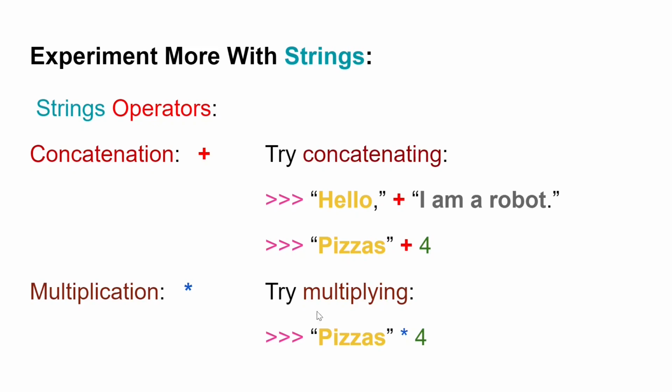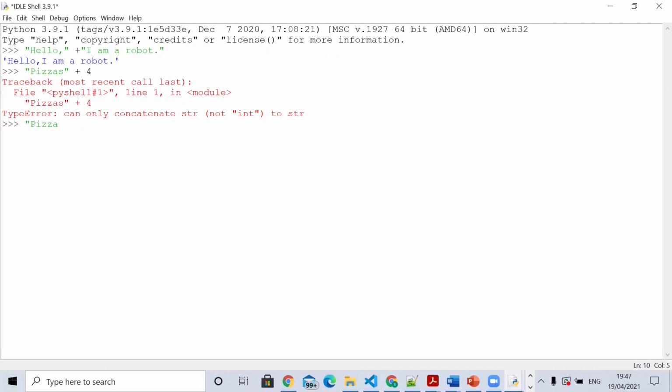So we can try multiplying pizzas by 4 instead and see what happens. If we press enter, you see it's going to say pizzas 4 times. Basically it's just going to print out the word pizzas 4 times: pizzas, pizzas, pizzas and pizzas. If you want, you can do a space after pizzas so they'll be separated, but that's okay for now.